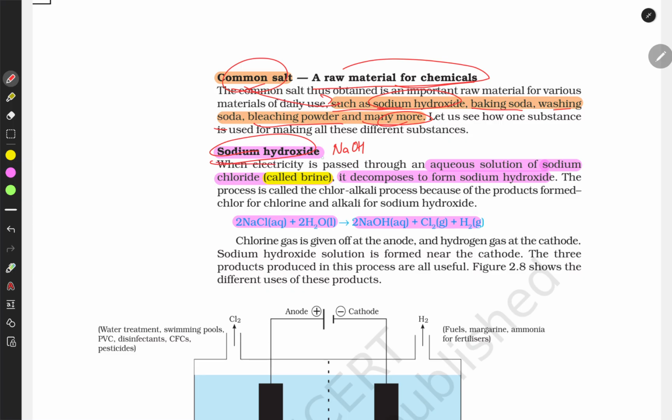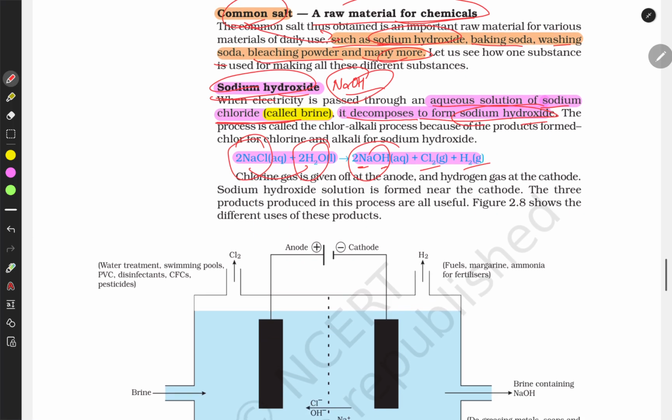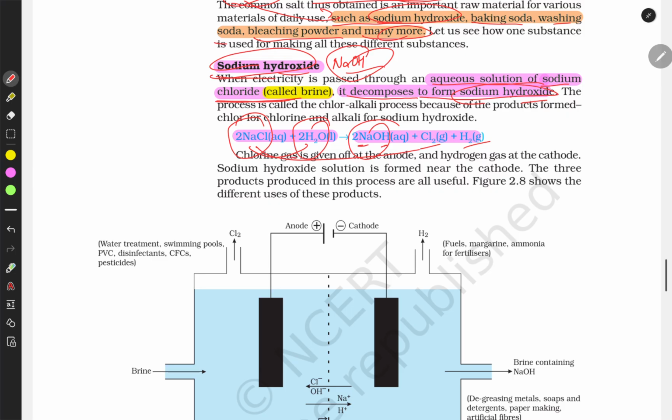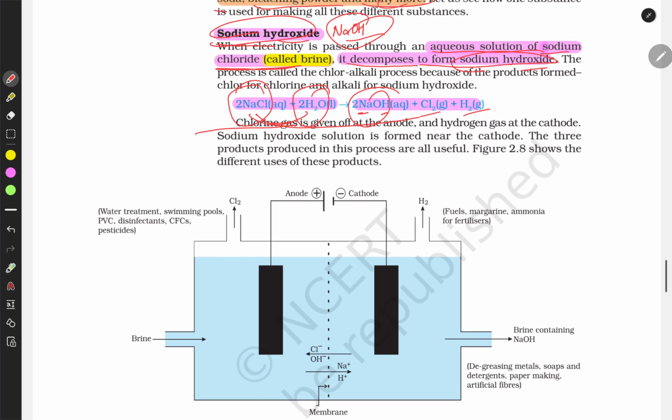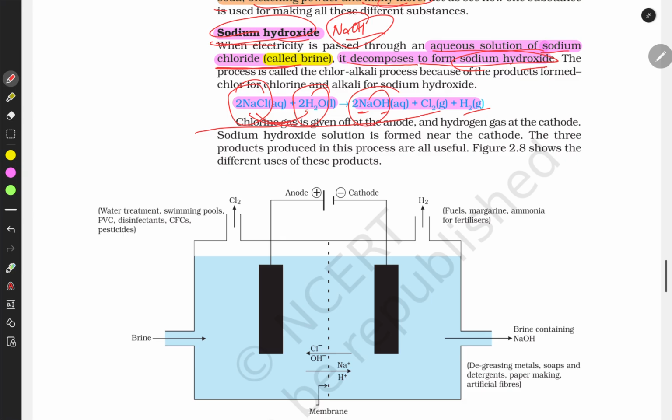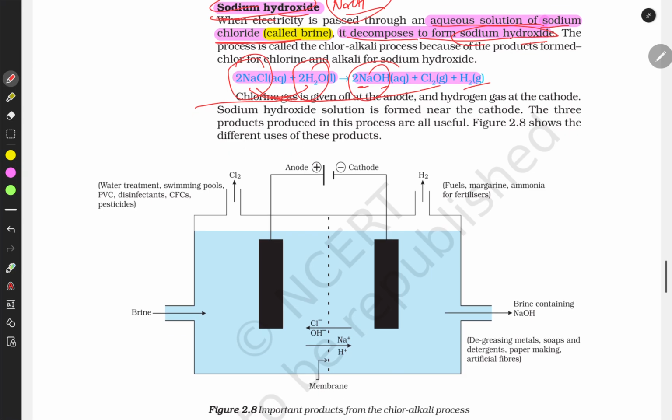Let's discuss sodium hydroxide, NaOH. An aqueous solution of sodium chloride is called brine. It decomposes to form sodium hydroxide. When sodium chloride reacts with water, it forms sodium hydroxide, and chlorine and hydrogen separate from it. It is like a decomposition reaction, a displacement reaction actually. Yeah, it displaces this.